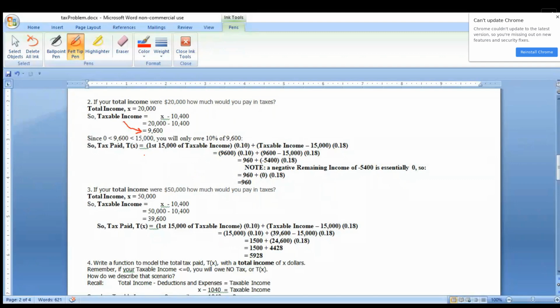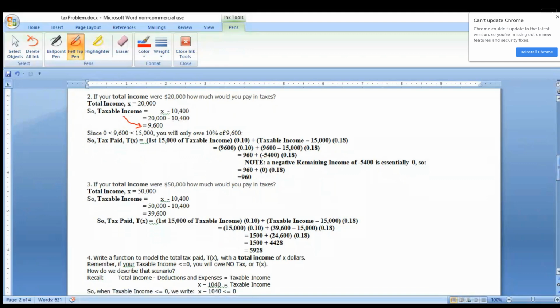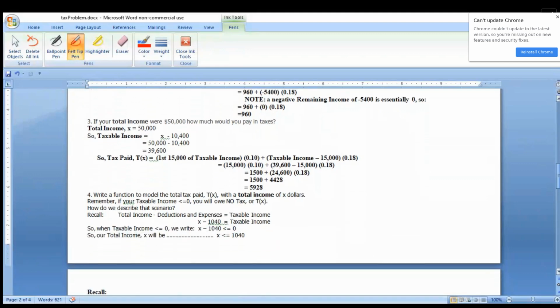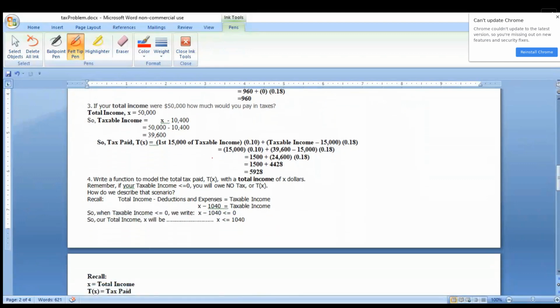So this scenario would be another whole new rule, or a different function, when your taxable income is between 0 and 15,000. We'll get to that rule in a minute. So that's number 2. Number 3, if your total income were 50,000, how much would you pay?